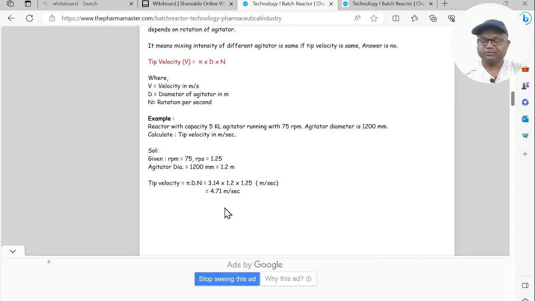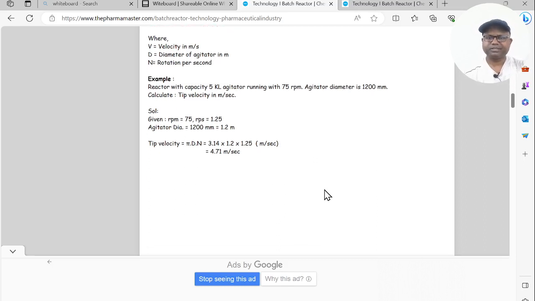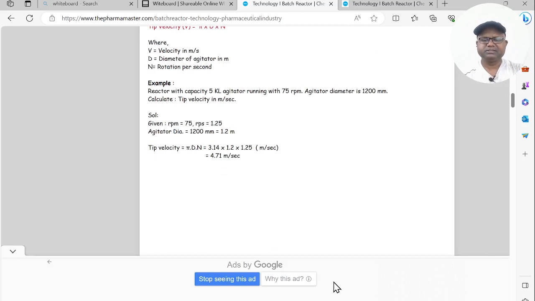But you should always keep in mind, for the same agitator, tip velocity will be taken into account. For a different agitator, if you match the tip velocity, you are not getting any result. On paper you can match, but on the practical ground you may definitely fail. So this is all about the tip velocity calculation. Thank you.